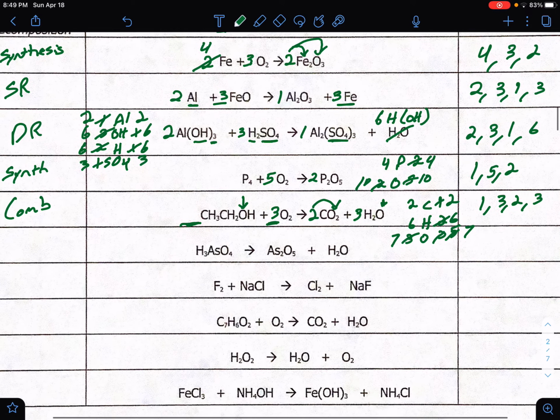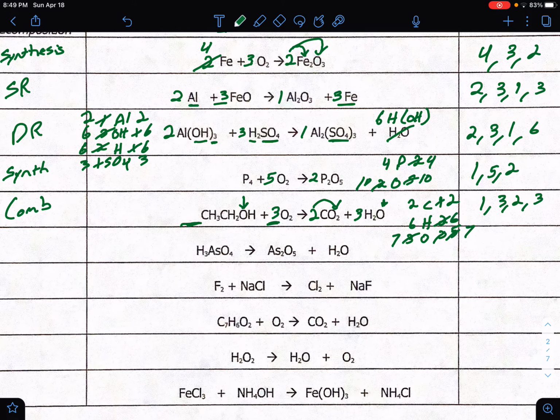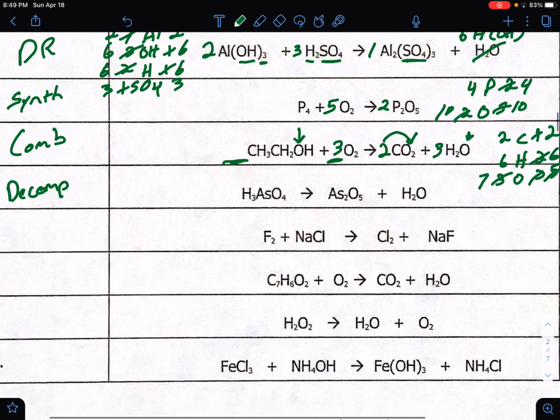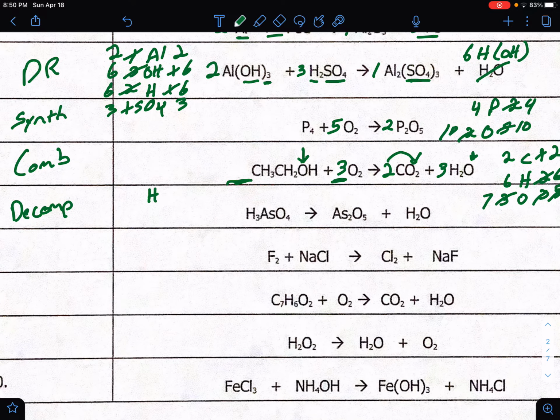Okay, so moving on to the next one, I have, looks like only 1 reactant, and then it breaks apart. So this is going to be a decomposition. Okay, so I'm going to do this the same way. So I'm going to do hydrogen, I'm going to do arsenic, and I'm going to do oxygen. So I have 3 hydrogens on the left, I have 1 arsenic on the left, and I have 4 oxygens on the left. I have 2 arsenics on the right, and I have 6 oxygens on the right, and then I have 2 hydrogens.